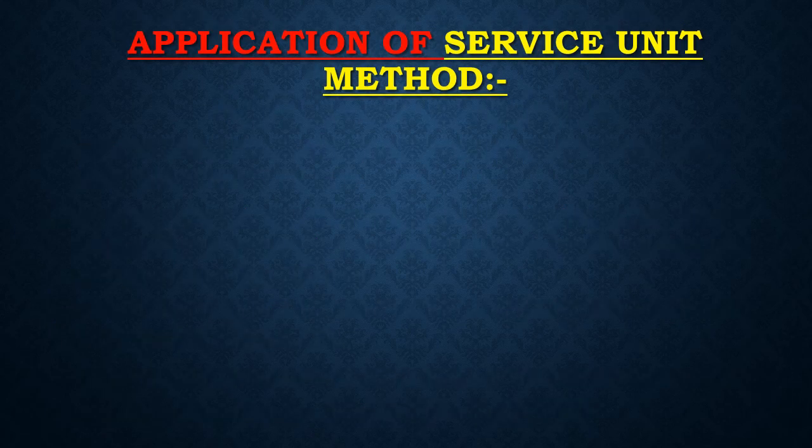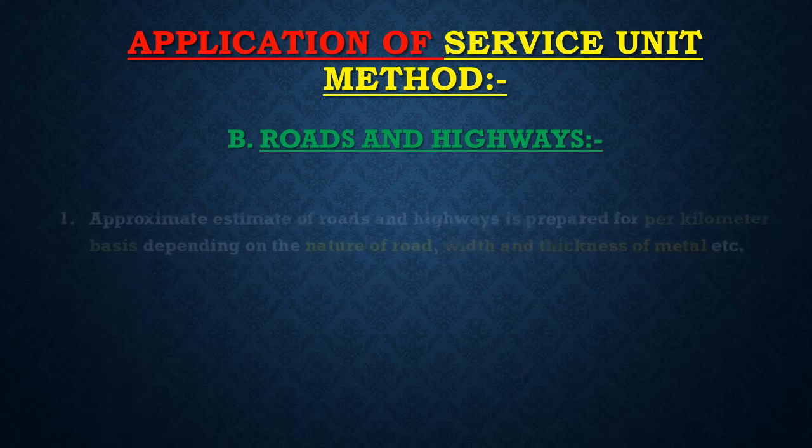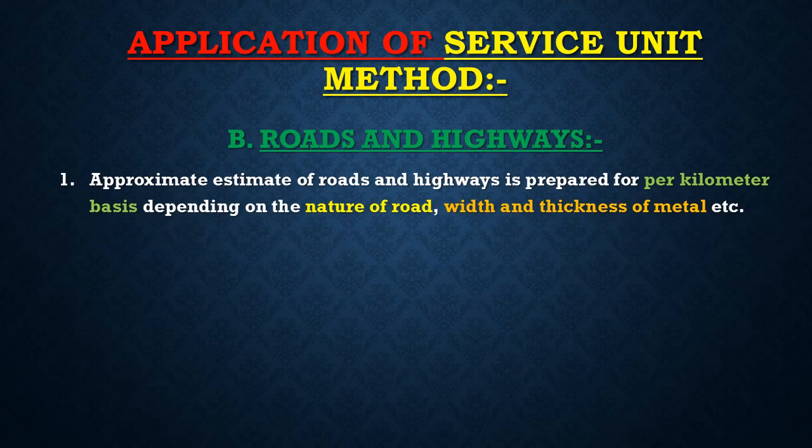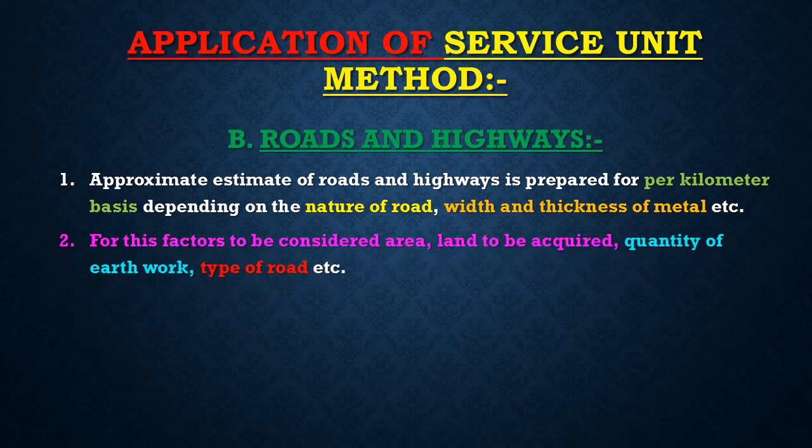Another application of the service unit method is roads and highways. The unit to be adopted to determine the approximate cost of a new proposed highway is per kilometer or per mile basis, depending on the nature of road, that is national or state highway or village road, width of road, thickness of metal surface, temporary and permanent acquisition of land, topography and cross drainage work, etc. For these factors to be considered: area, land to be acquired, quantity of earthwork and type of road, etc.